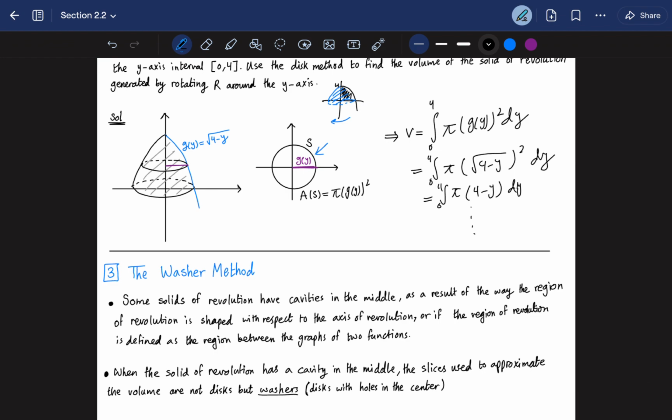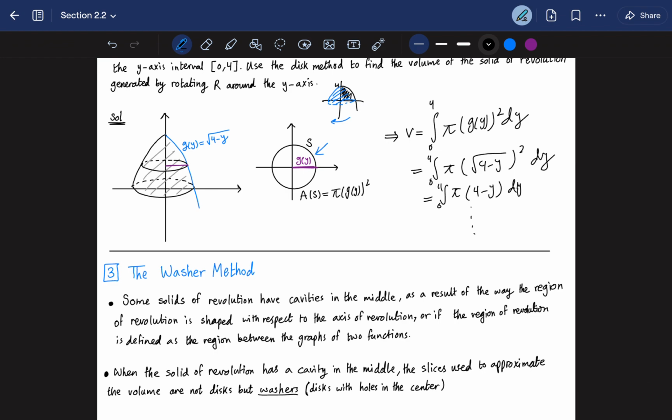Whether it was evaluating with an axis of revolution other than the x and y axis, or if I have a region of revolution created by two graphs or two functions. So when we have these cases, most of the time we're going to have a cavity between these two functions, so it's going to create a hole inside of my solid.